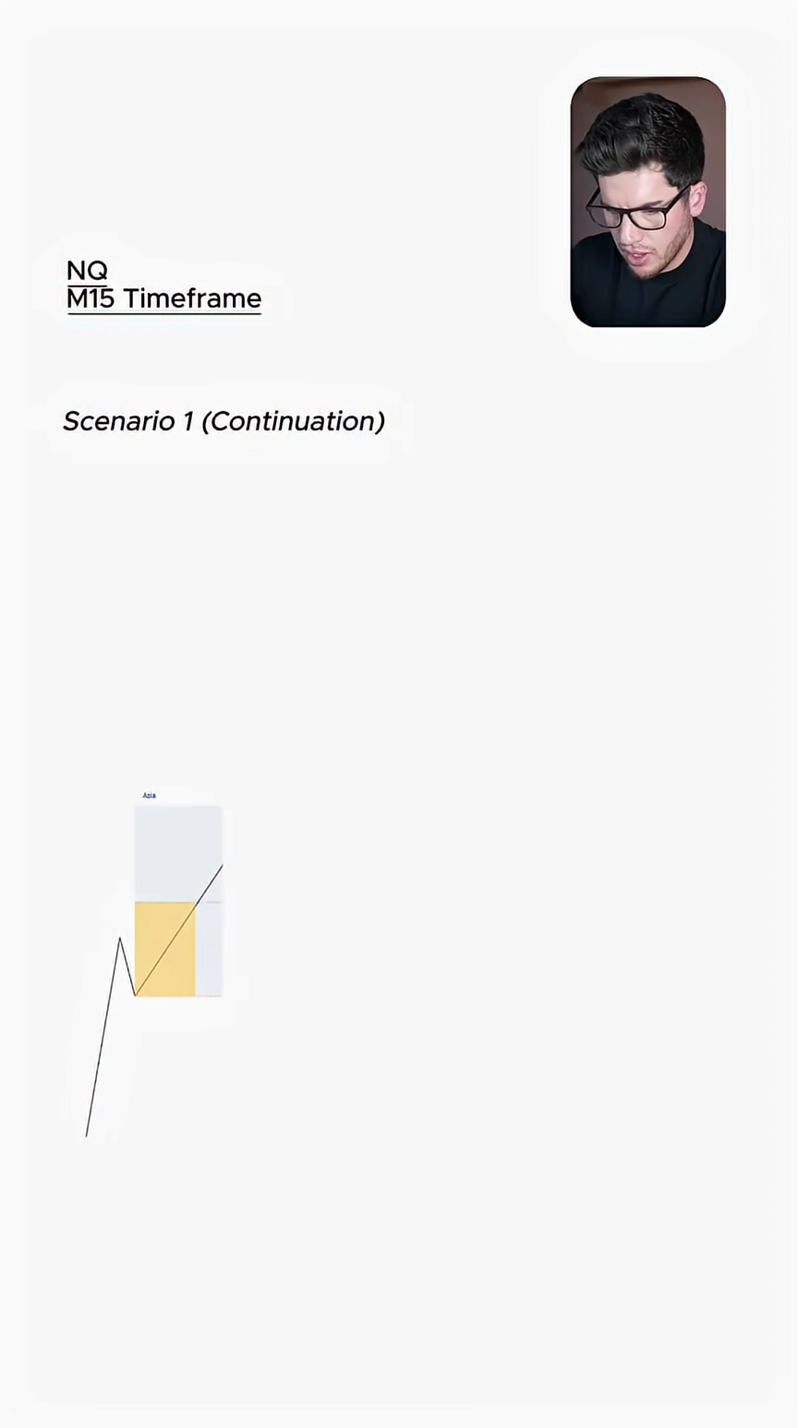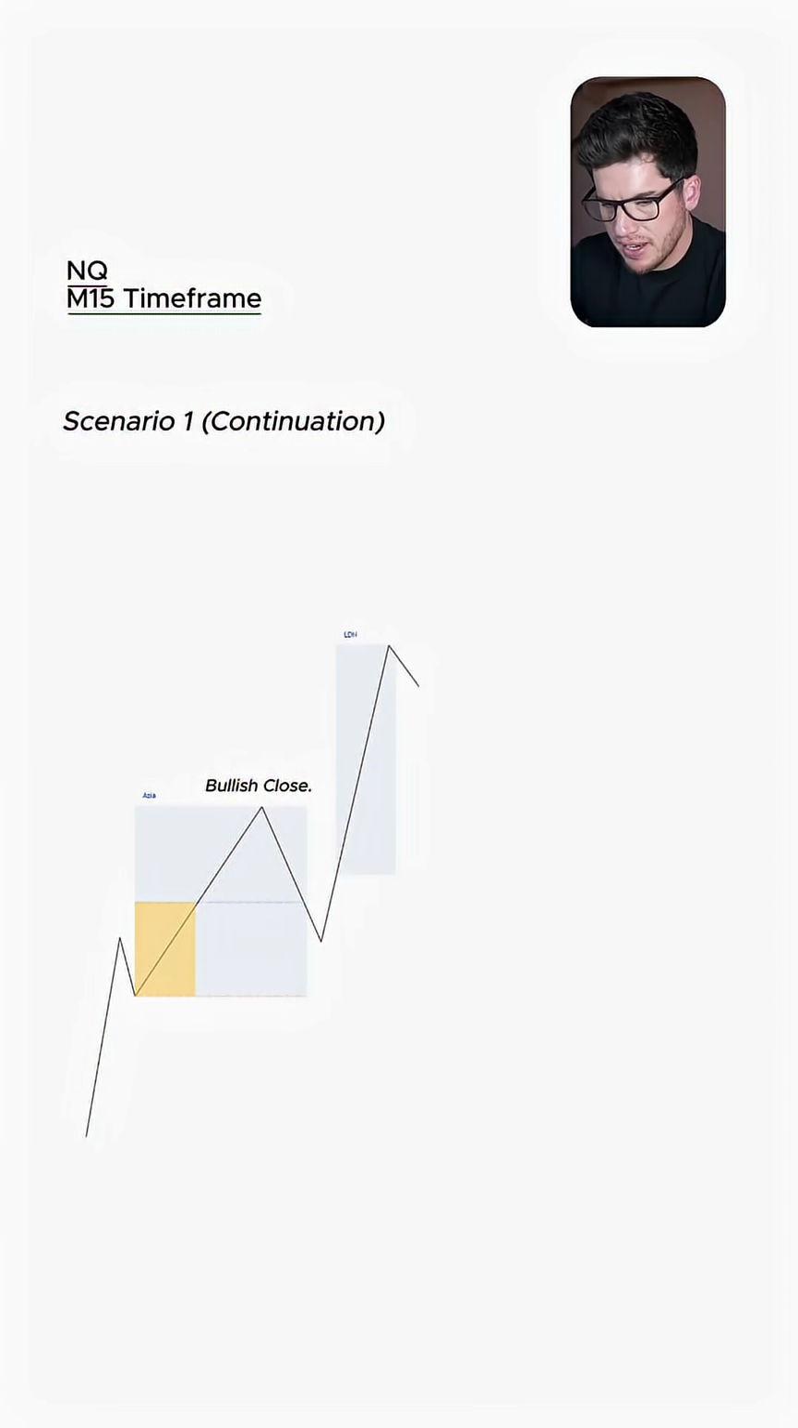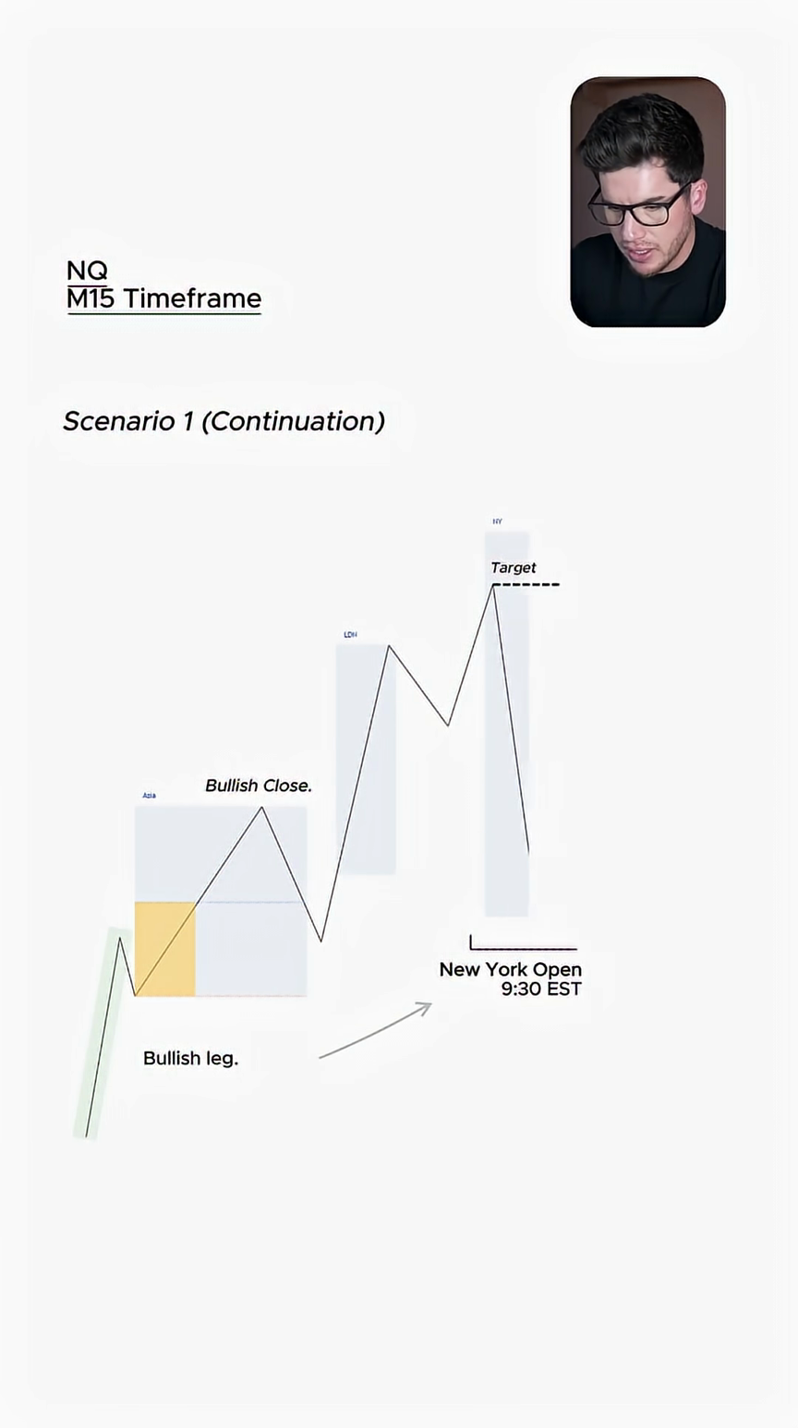Now, the two ways to utilize this indicator: first of all, the direction in which price travels away from the initial balance. If we have price moving above the initial balance for the trading day, then in line with your higher time frame narrative, you need to be continuing later on in the London or the New York session in the same direction that price continued outside of the initial balance.